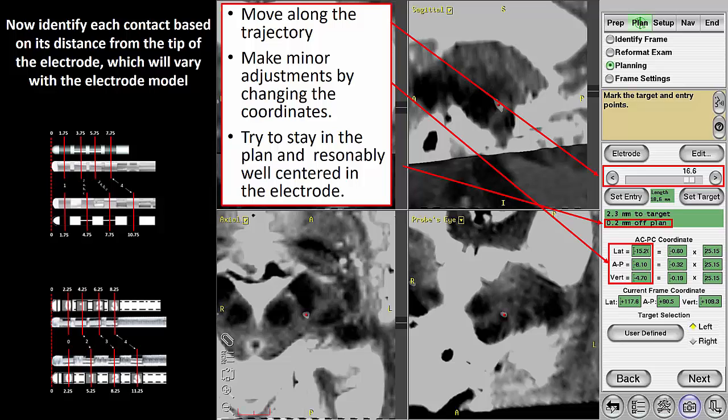You can now identify each contact based on its distance from the tip of the electrode. This will of course vary with the electrode model. You can move along the trajectory and make minor adjustments by changing the coordinates, but try to stay in the plan and reasonably well centered in the electrode.